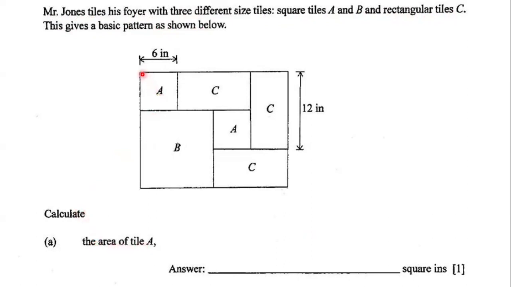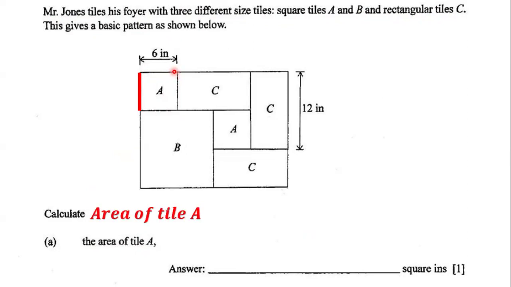Notice that tile A is a square tile, and we already know that this length is 6 inches. But for a square, all of the sides are equal in length. So if this side is 6 inches, then this side is also 6 inches. That means that this side is also 6 inches, and this side is also 6 inches.